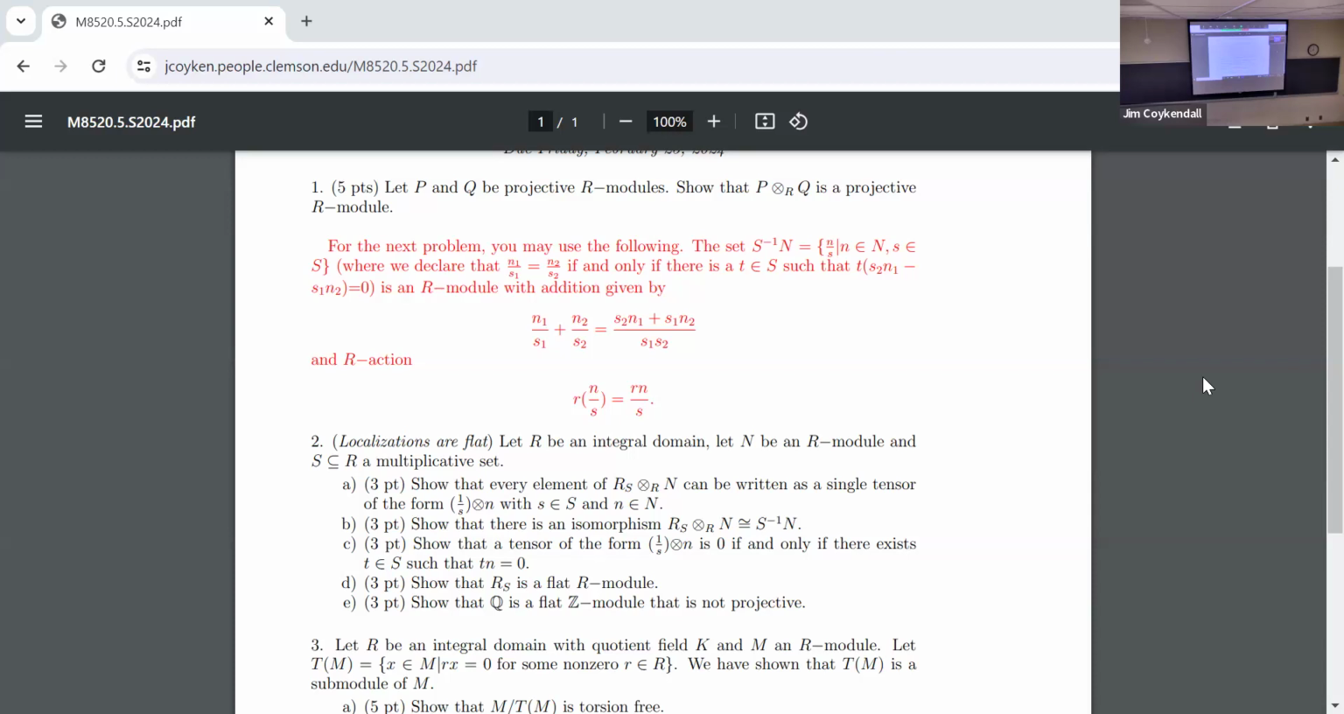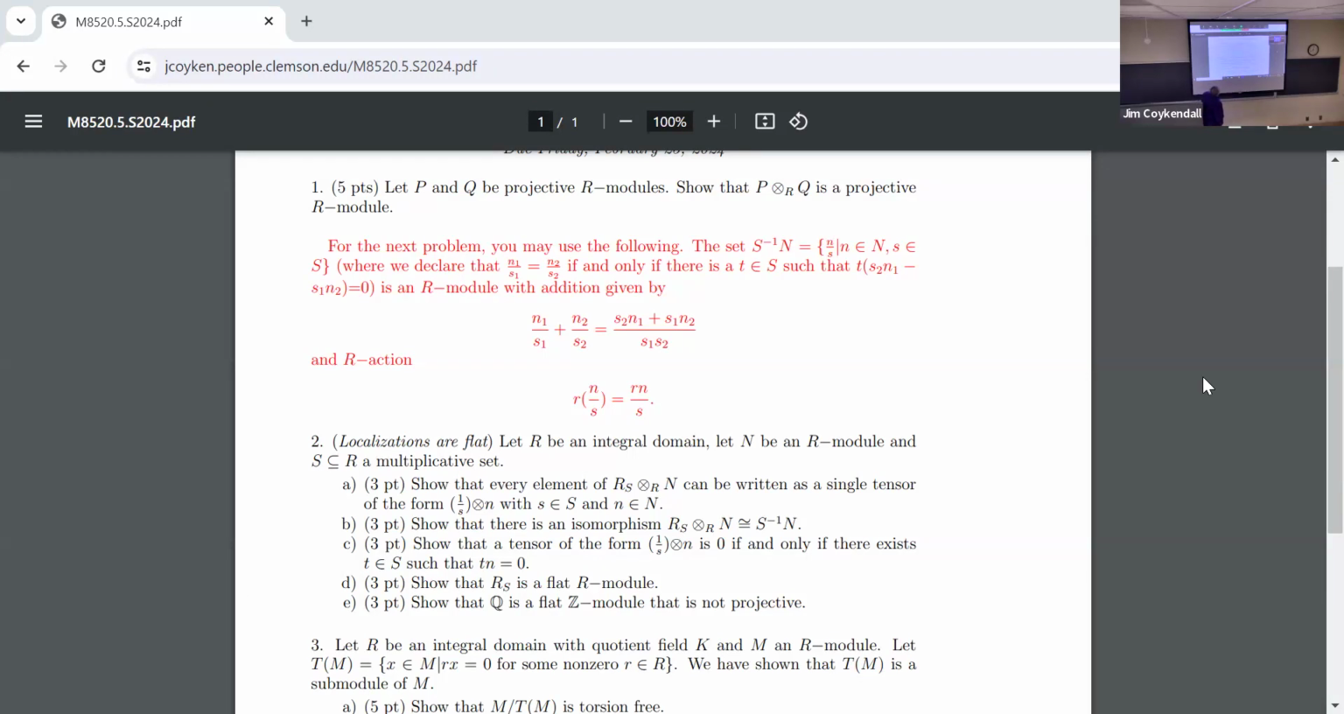So if you have an R module N, the set S inverse N, you can think of as fractions, N over S, where the numerator is in the module and the S is in this multiplicative set of the ring. And you add the fractions the way that you would, right? N1 over S1 plus N2 over S2 is that thing. And notice the denominator S1 S2 is still in that multiplicative set in R, and the numerator is still in the module. And multiplication by R is what you would expect.